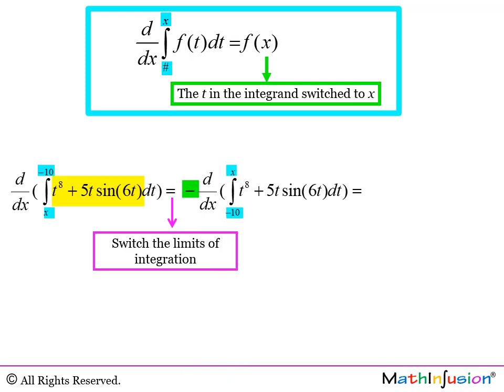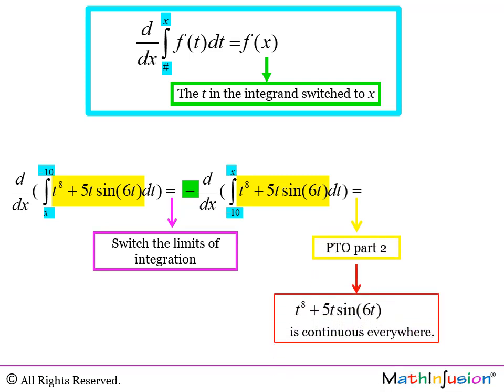Now I switched and multiplied by -1, so now I can apply the theorem after switching. Here's the integrand, and I'm going to just switch all the t's to x's, and don't forget the -1. And I get that.